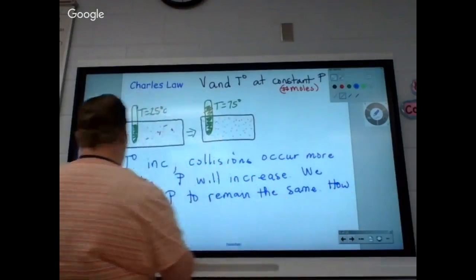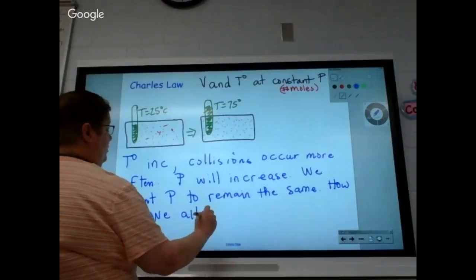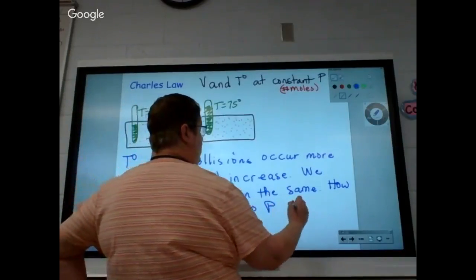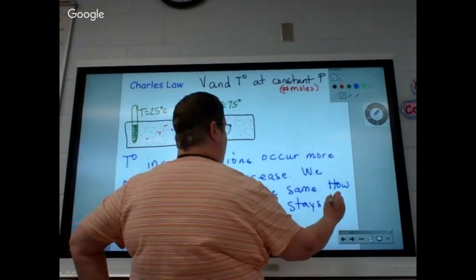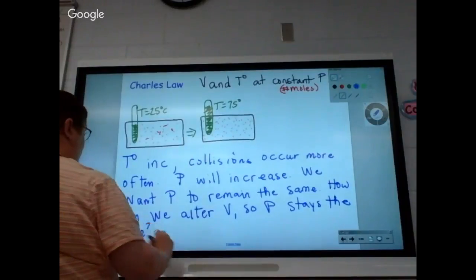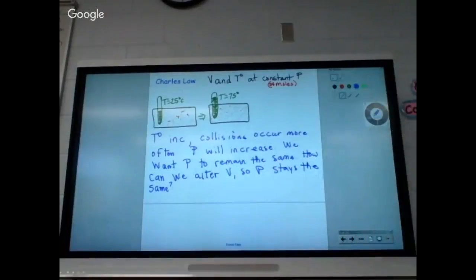How can we alter volume so pressure stays the same? Okay, so as you're writing, I want you to think about it. So you're heating it, right? Particles are moving faster. They're going to bump into the container walls more often. You don't want the pressure to go up. You want it to stay the same. So how? You don't want the temperature to go down because you raised it.